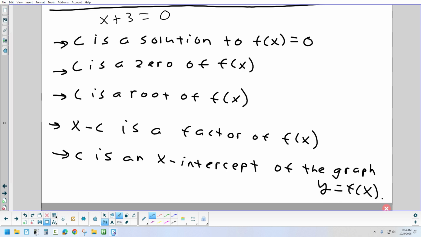But here's one that's very important. X minus that number is a factor. If you know that a certain number is a root, x minus that number is a factor. How do they figure it out? I don't know how they figure it out. So let's look at this one. This one's important, that x minus something is a factor.